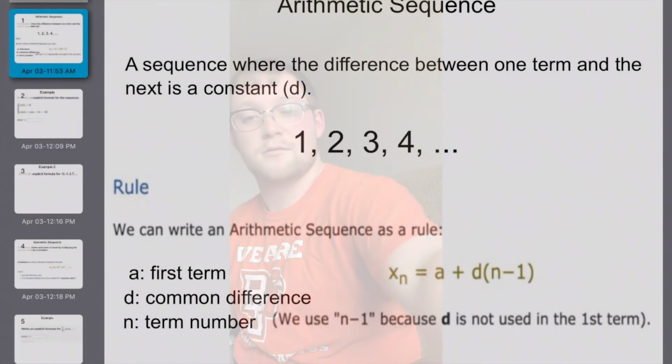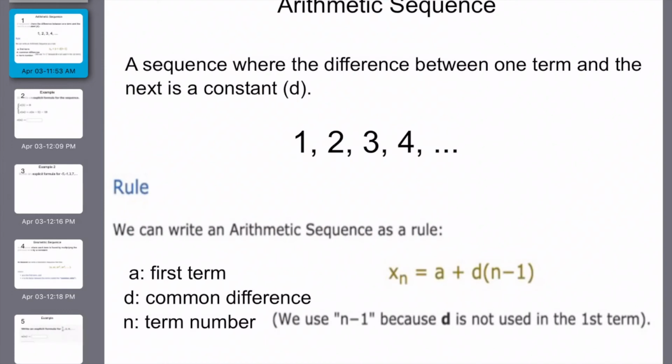All right, everybody, let's talk about arithmetic sequences. So an arithmetic sequence is a sequence where the difference between one term and the next is a constant. And primarily they use the letter D to stand for difference here. So, as we remember before we left for break, an arithmetic sequence can be used when we are adding or subtracting by a constant term, or in this case, difference.